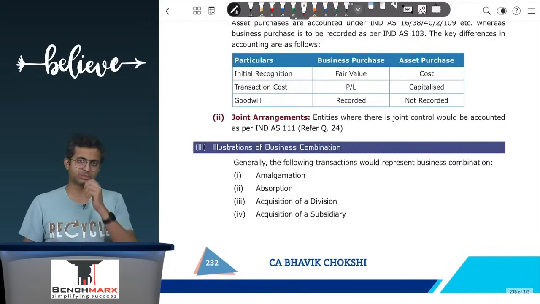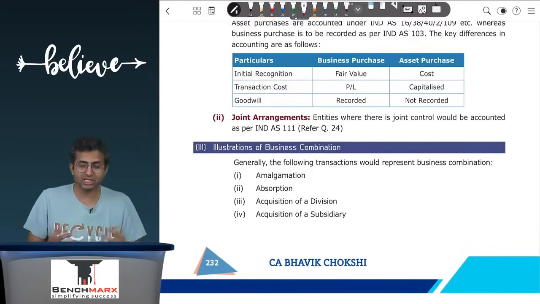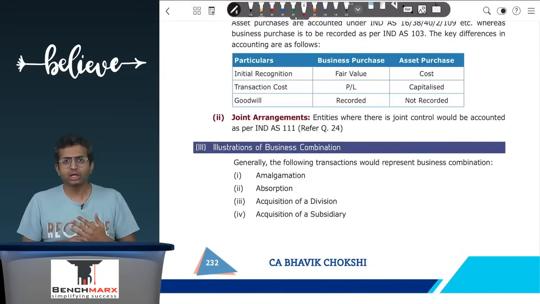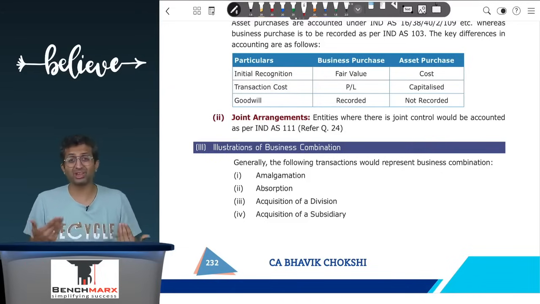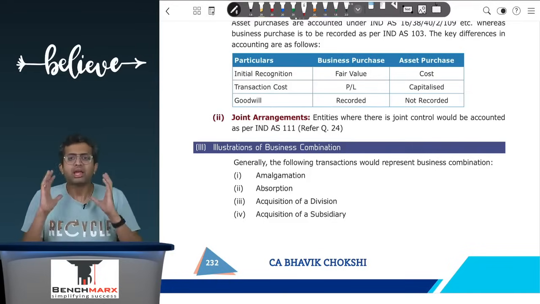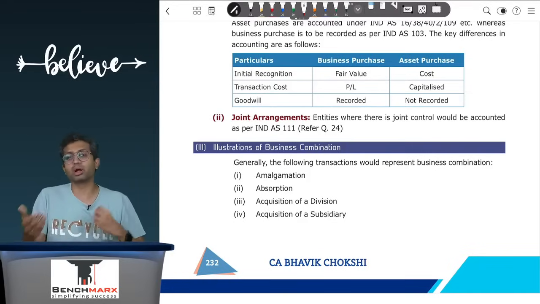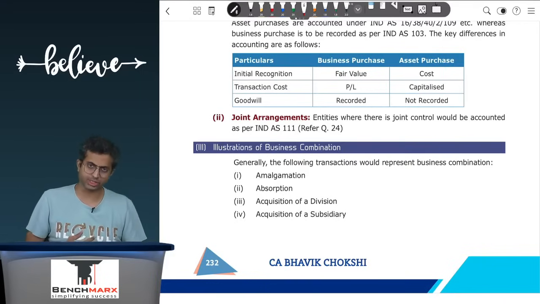Now, what are the illustrations of business combination? Business combination is acquisition of control over a business, and that business can be represented or run by a subsidiary, can be run by a company which is fully acquired and amalgamated, can be run by a company which is absorbed, or a mere division of a company. We don't focus on whether a company as a whole is acquired or not. We say that whether it is an acquisition of business or not.